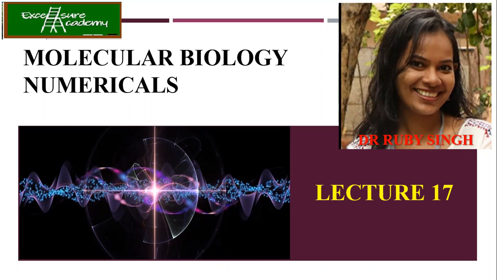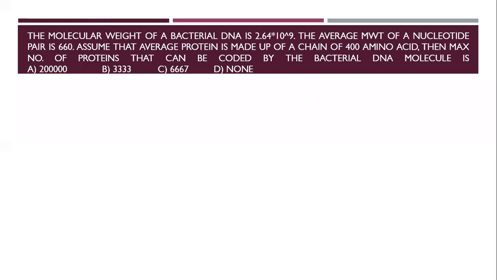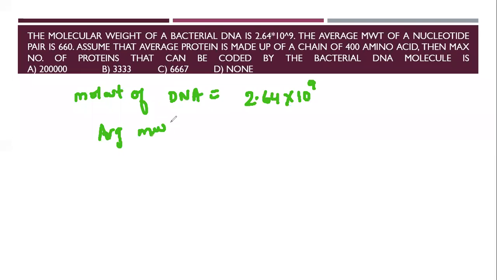So today we'll be doing again a few more different types of numericals based on the DNA structure. Our first question is: the molecular weight of bacterial DNA is 2.64 into 10 raised to 9, and the average molecular weight of a nucleotide pair is given as 660. So what all is given? It is given that the molecular weight of DNA is 2.64 into 10 raised to 9 and the average molecular weight of a base pair is given as 660.